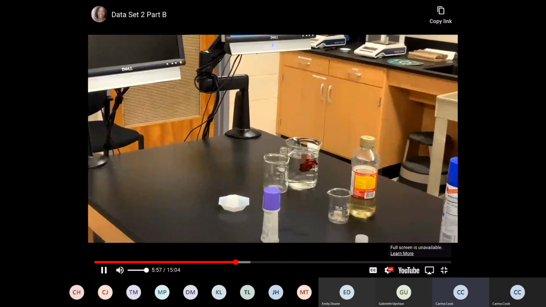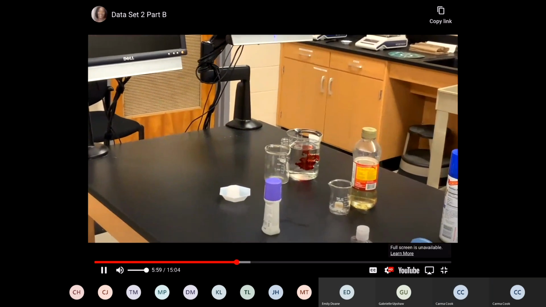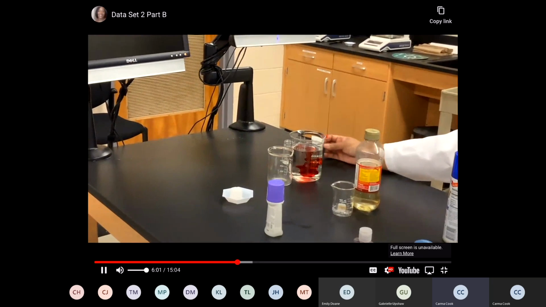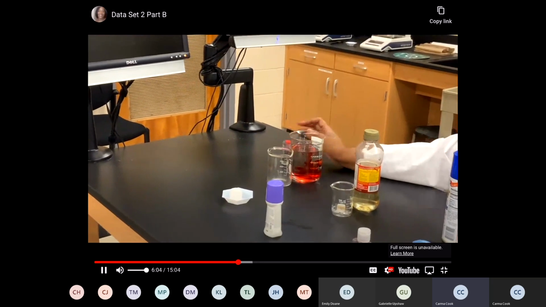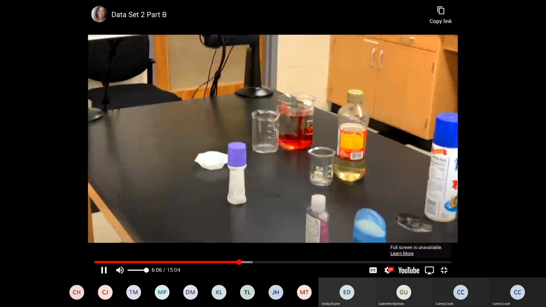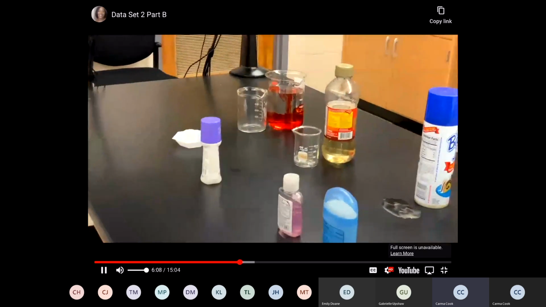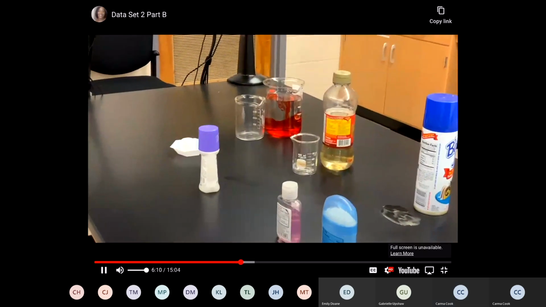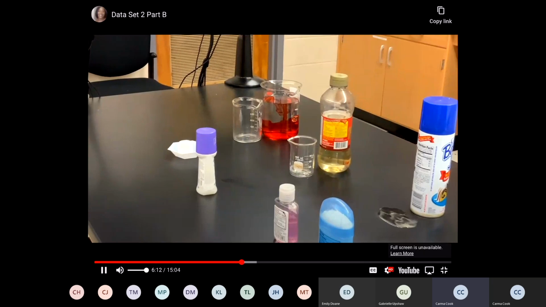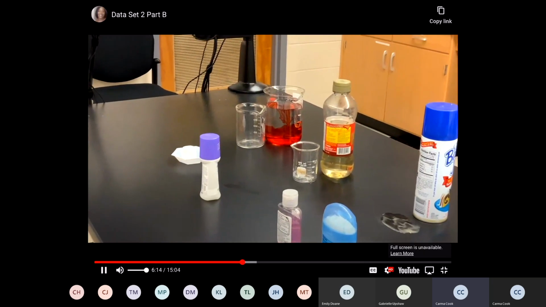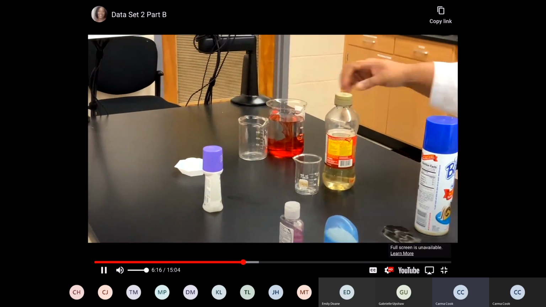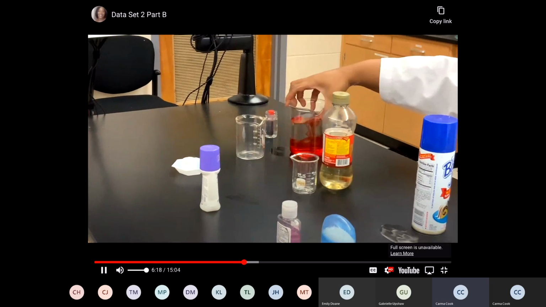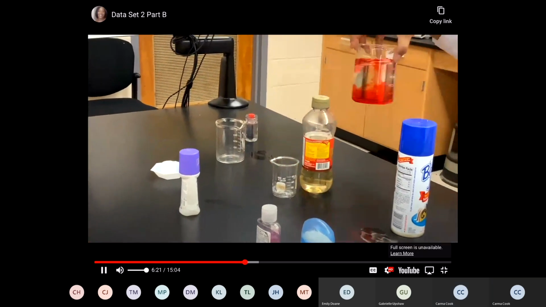Now, the red food coloring is less viscous than the corn syrup. It flows much like water does. It flows very fast. Whereas when we poured the corn syrup, it flowed very slowly. But look at how fast the red food coloring flows and how fast it disperses itself throughout the sample of water.